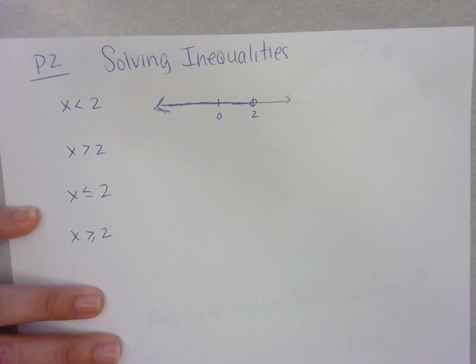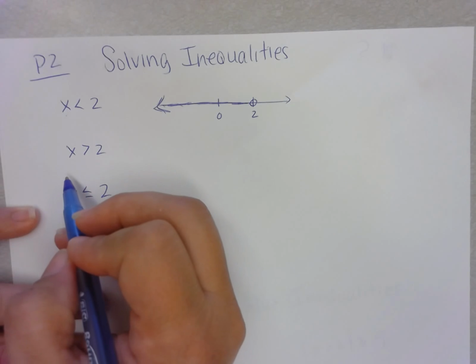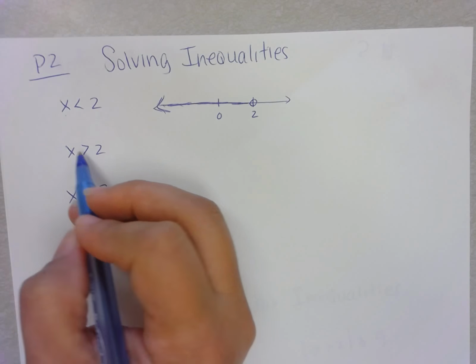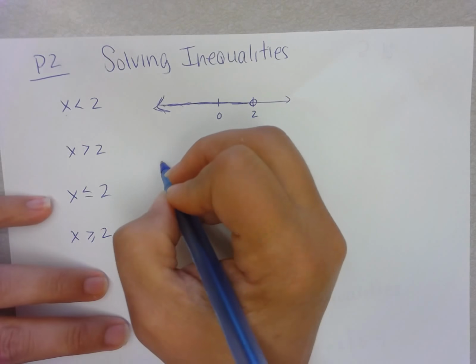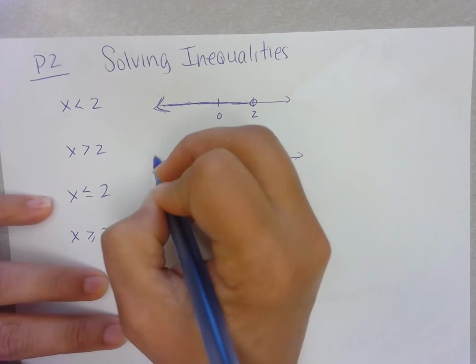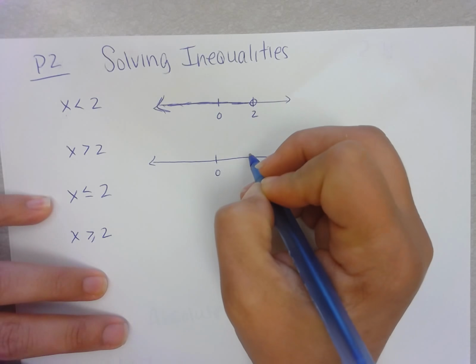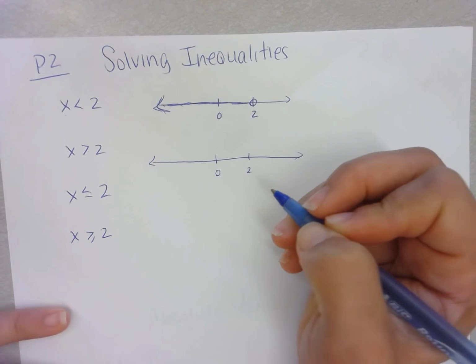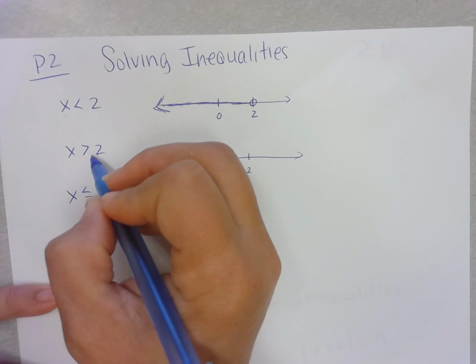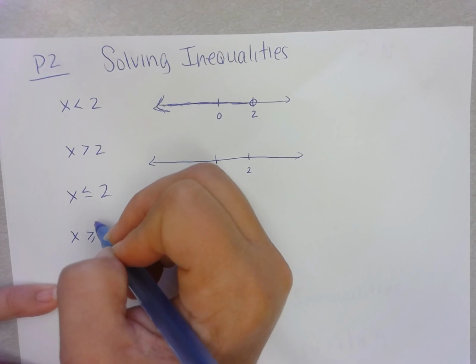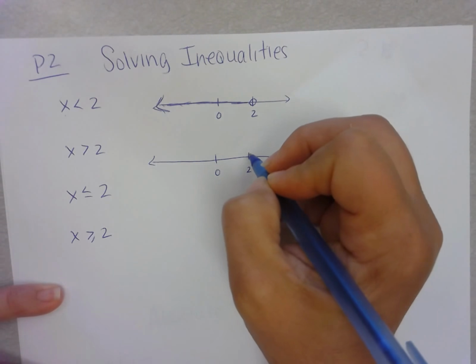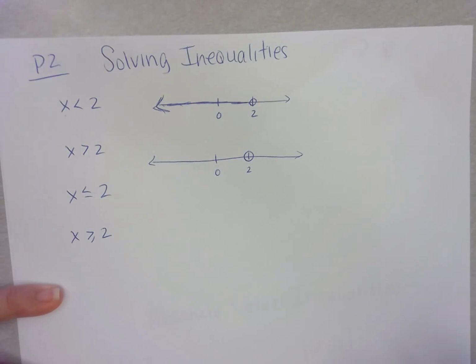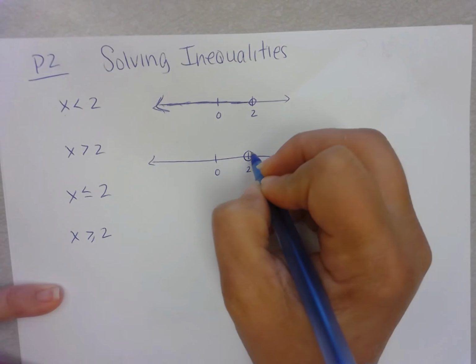Okay. All right, so the next one is red. X is greater than 2. Okay. And so again, I'm going to draw my picture. 0 here, 2 here. So again, 2 is not included because it does not include the extra line underneath that says that it would be equal. So I have an open circle on the 2, and then I'm looking for all numbers that are bigger than 2. So that would be to the right of 2.